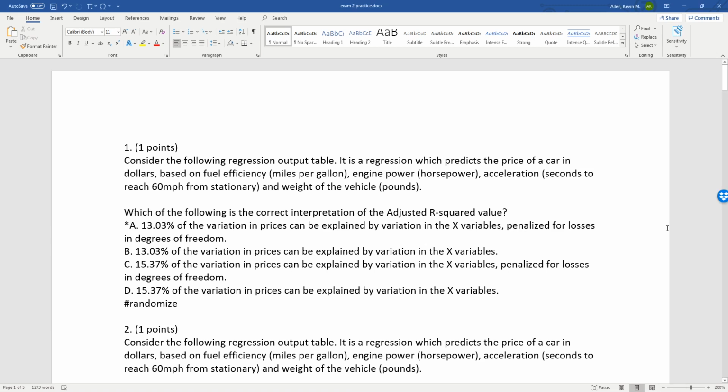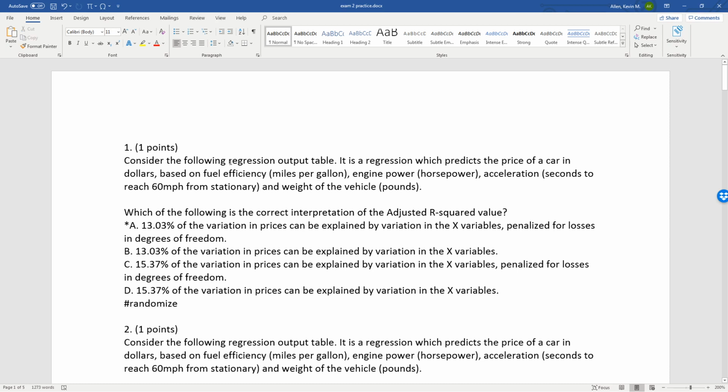Hey everyone, gonna go through the practice exam here. Put it in a Word document like this to make it a little easier to follow. So we're going to start with question one. Now for some of these, I have them marked with this randomized right here. The order of these answers will be different for you, but that shouldn't be too much of a problem.